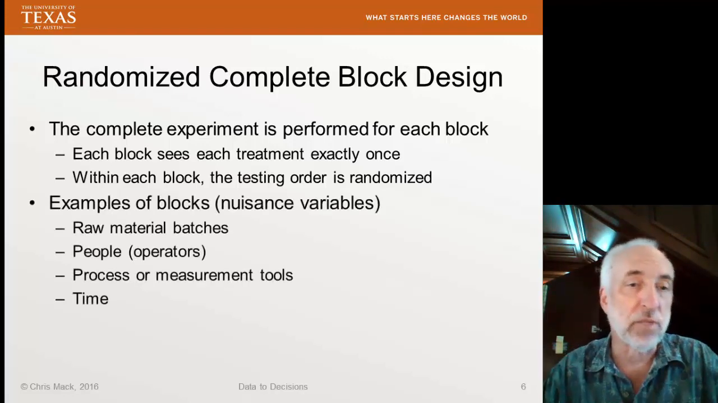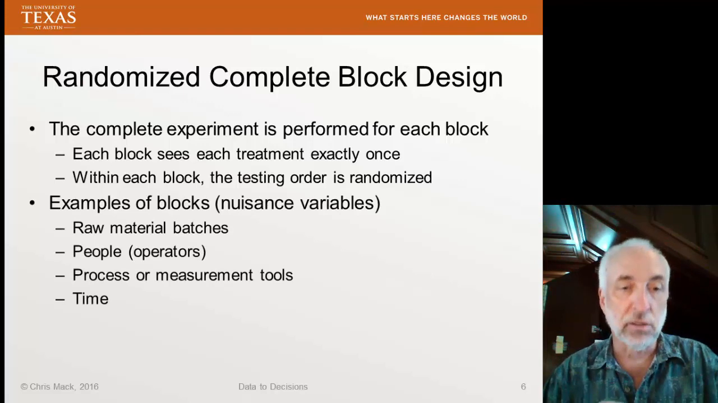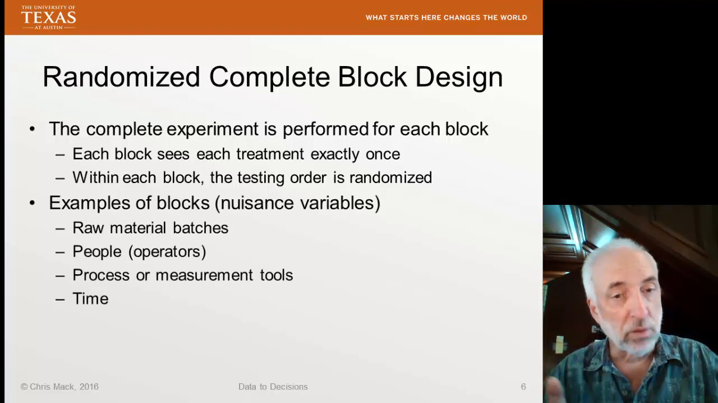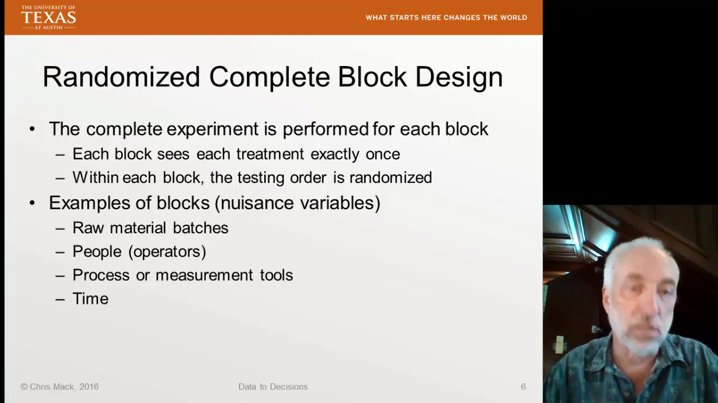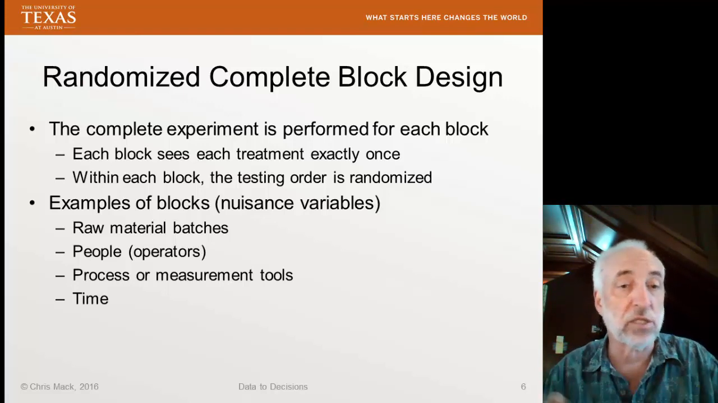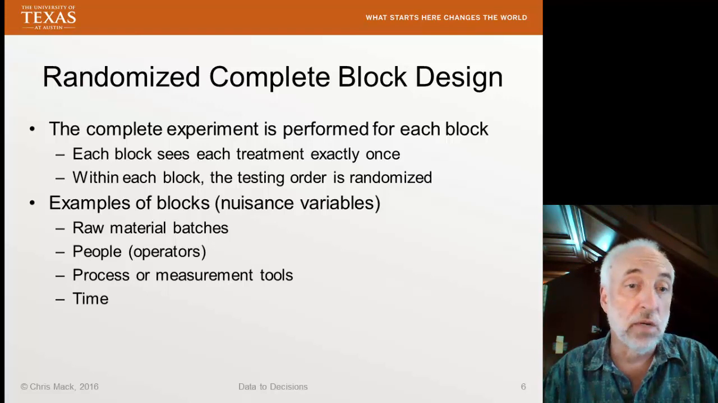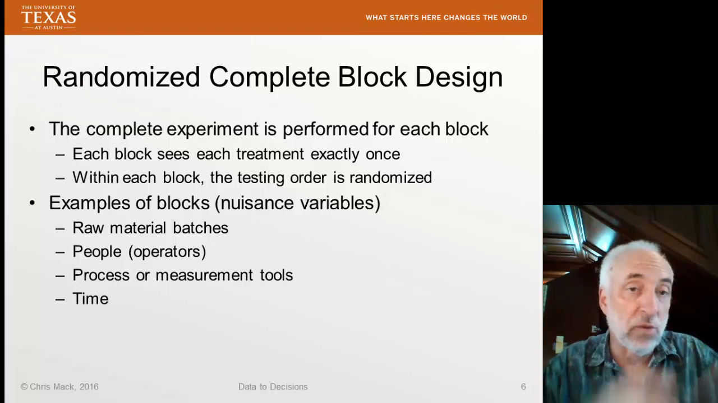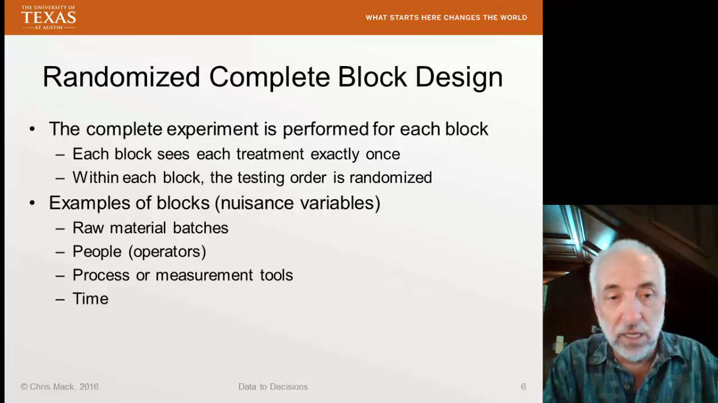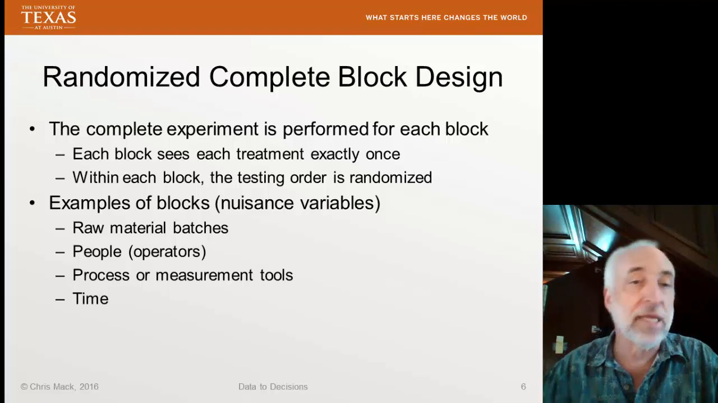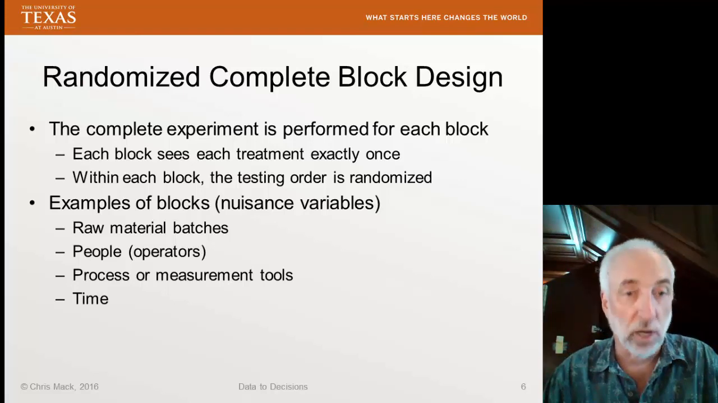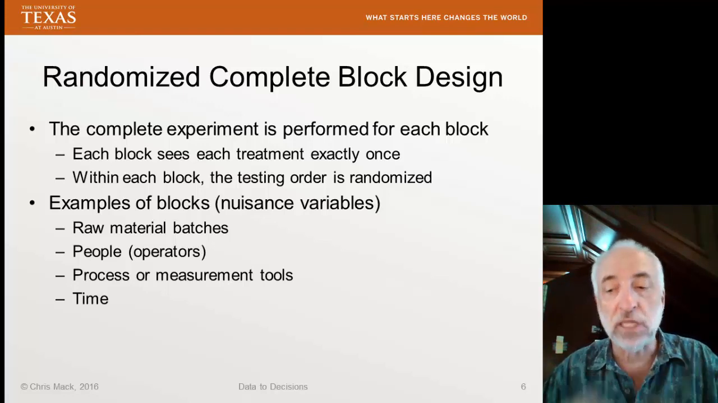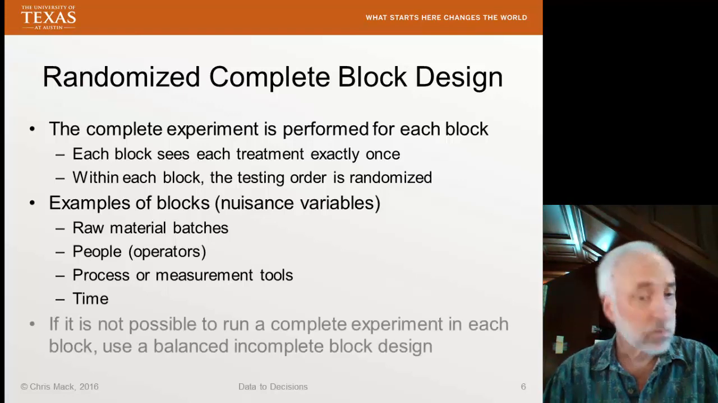Examples of blocks or nuisance variables are things like a batch of raw materials, people. One operator might behave a little differently than another operator in some cases. Process tools, measurement tools, time. Right? So if you have some drift in time, you might want to run a complete experiment in as short a time as possible and then repeat this experiment on a different day and in as short a time as possible to try to keep that time drift minimized. These are all examples of blocks.